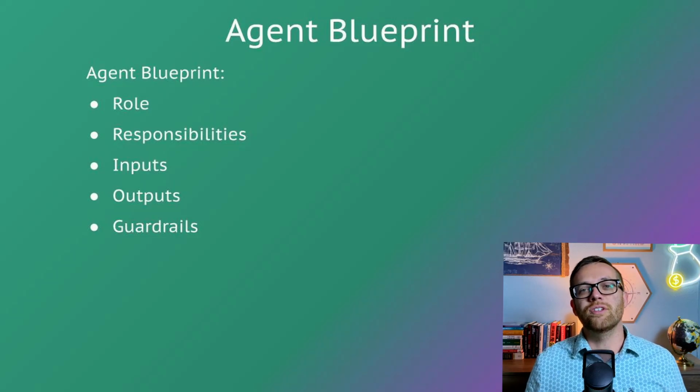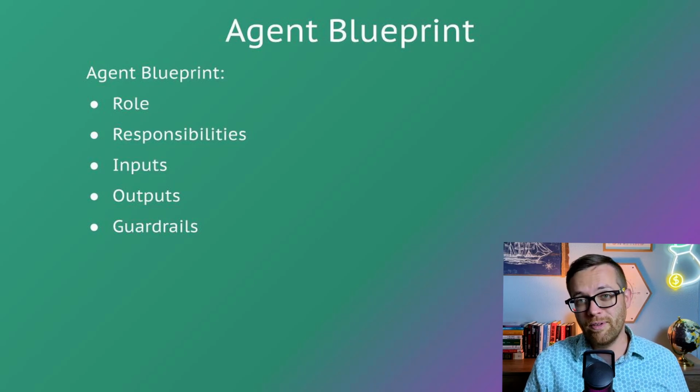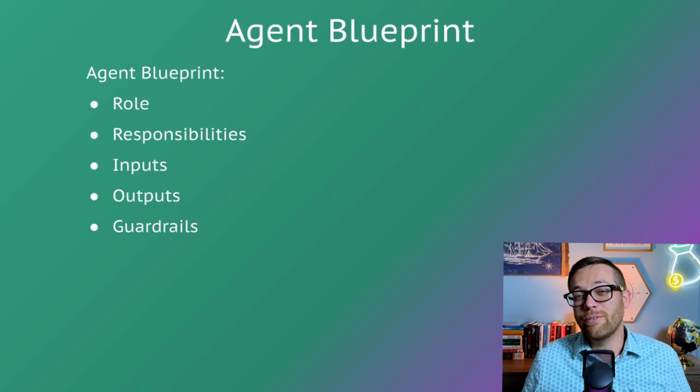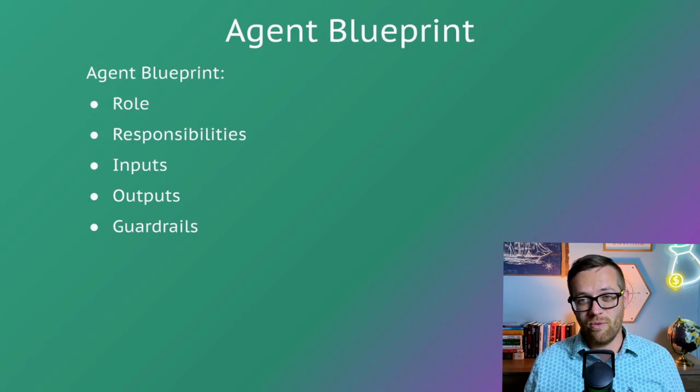Every strong agent starts with a blueprint. Think of this exactly like writing a job description. If you've ever onboarded a new analyst, you already know how to do this. If the role is vague, the output will be vague. If the rules are fuzzy, the agent will freestyle, and that's how hallucinations happen. So what is the agent blueprint? It's going to have your role, responsibilities, inputs, outputs, and guardrails.